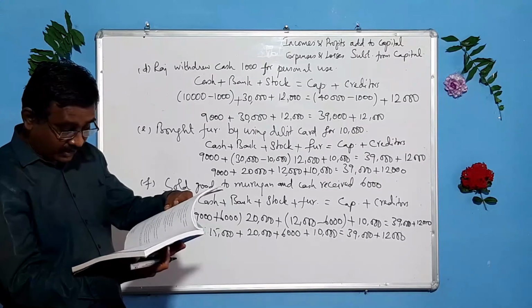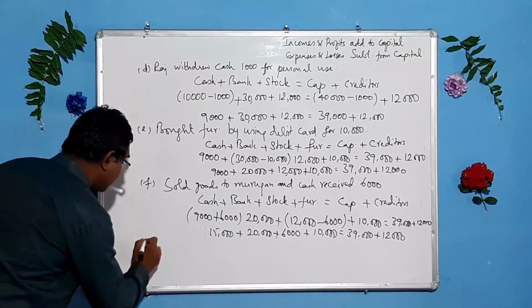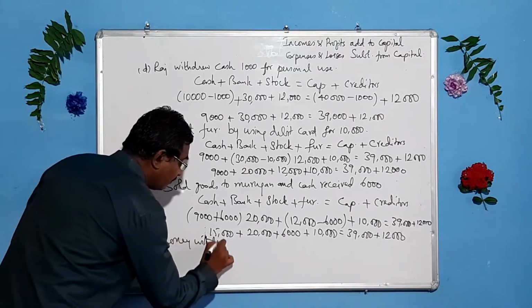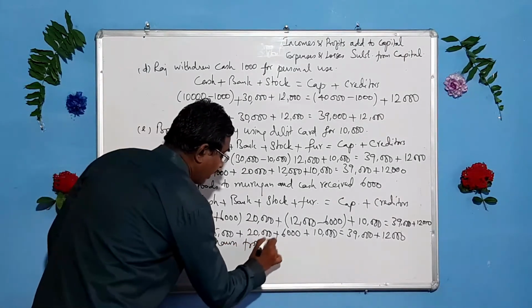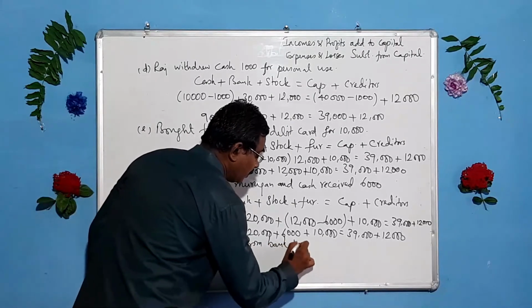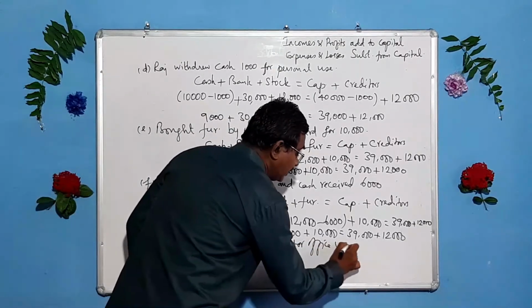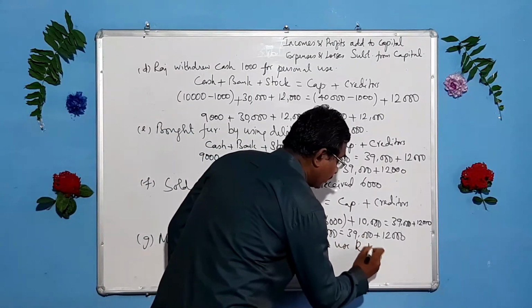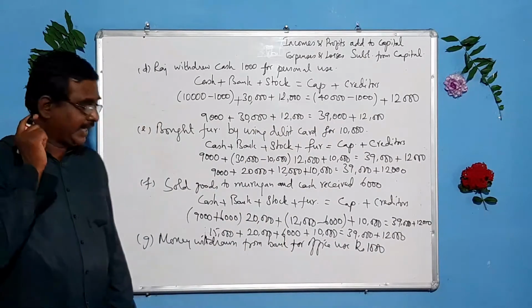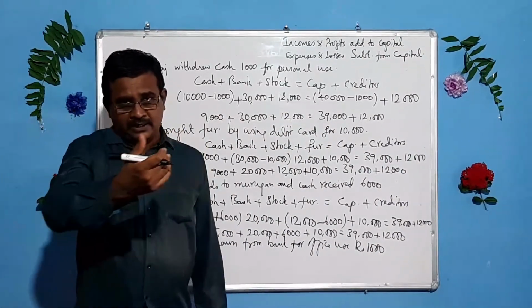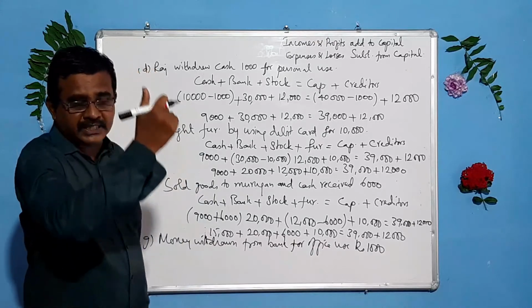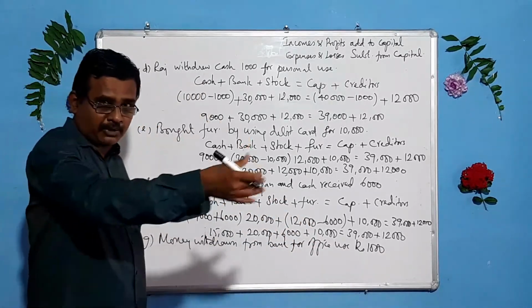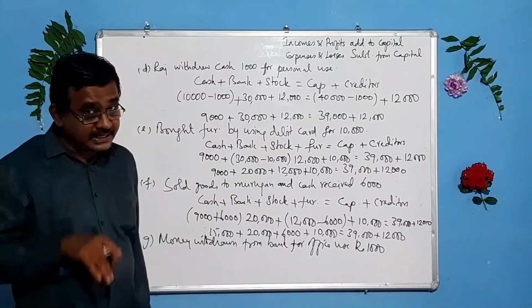That is money withdrawn from bank for office use. What is that amount given? 1,000 rupees. You must understand the transaction. It means we have withdrawn from the bank. It means the bank deposit will go down and that amount will be added to the cash, because that amount will be put with the already existing cash.